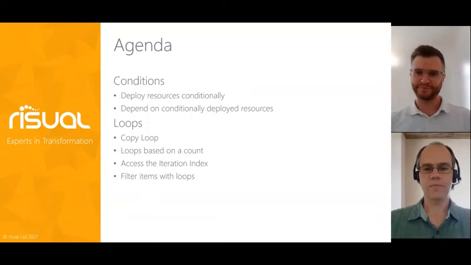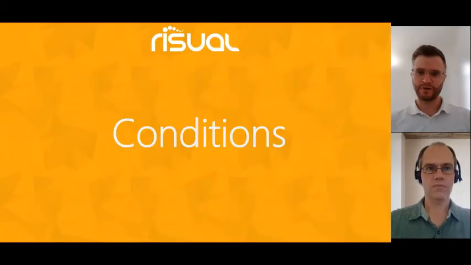Excellent. I'm looking forward to it. So we're going to start with conditions. So I assume this is about where we don't deploy the same resources all the time. We just deploy them in certain circumstances. Yeah, that's right. So what we'll be looking at is conditions. You can use conditions in your Bicep code to deploy resources only when specific constraints are in place. So it's great if you have a production environment and a development environment where you want more expensive resources, for instance, in your production environment.